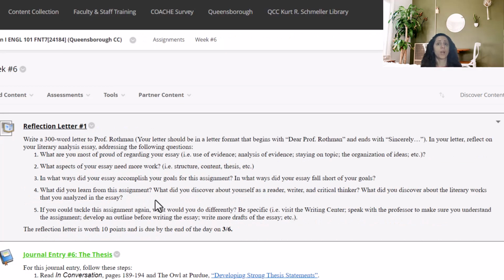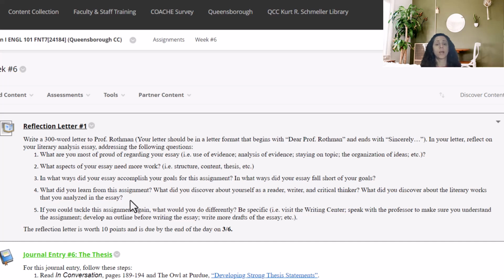Also, you'll reflect on the work that you produced for the literacy narrative by writing a letter to me. You'll write a 300-word letter, and your letter should be in a letter format that begins with Dear Professor Rothman and ends with Sincerely, addressing the following questions. What are you most proud of regarding your essay? What aspects of your essay need more work?